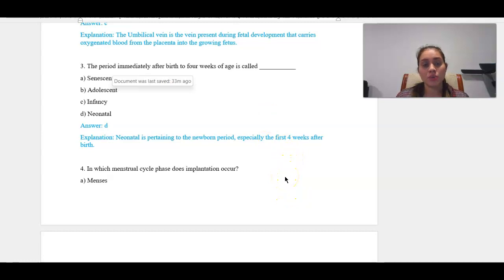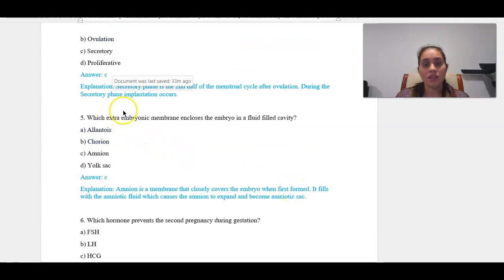Fourth question is in which menstrual cycle phase does implantation occur? And it's the secretory phase, in the second half of the menstrual cycle after ovulation. During the secretory phase, implantation occurs. And the fifth question, which extra-embryonic membrane encloses the embryo in a fluid-filled cavity? And the answer is amnion. Amnion is a membrane that closely covers the embryo when first formed. It fills with amniotic fluid, which causes the amnion to expand and become amniotic sac.